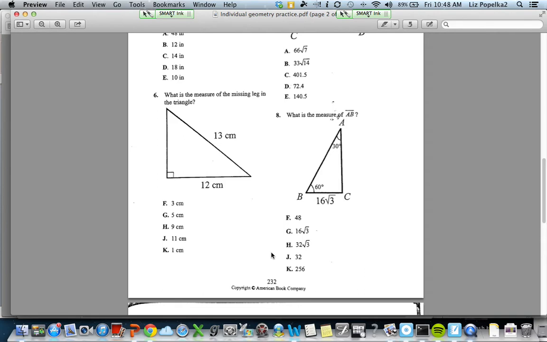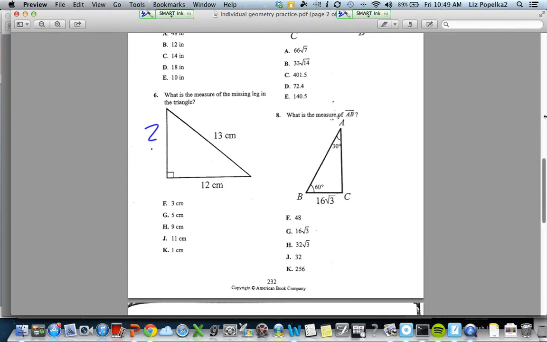Number 6, what is the measure of the missing length in the triangle? Again, you can tell, guys, that they really like Pythagorean theorem on the ACT Explorer. That's why I'm really trying to at least go over some options to help you try to figure out what to do. And unfortunately, there are no options that we can just knock out by looking at the answers, because none of these answers is bigger than 13. Because this is the hypotenuse of the triangle, the answer, which is this length right here, has to be smaller than 13, because this is the longest side.